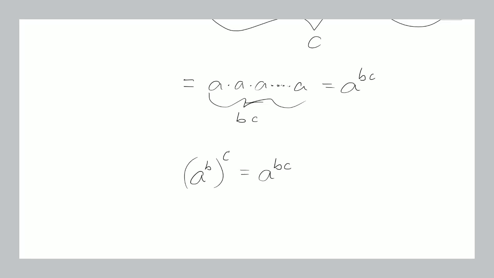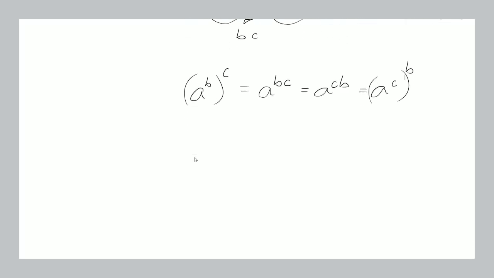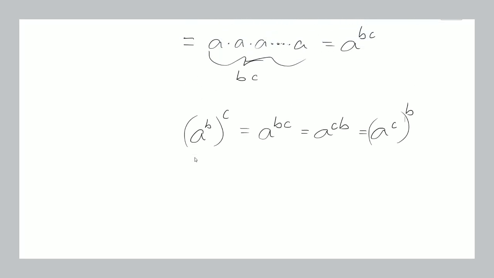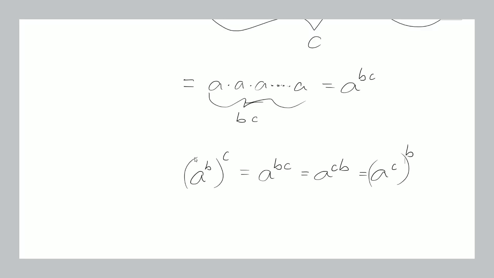Now, you can multiply in any order, right? You could also say that this is a to the power of cb, so it's also going to be a to the power of c to the power of b. And sometimes this is presented as two different rules. But again, it all stems from just the definition of exponents.